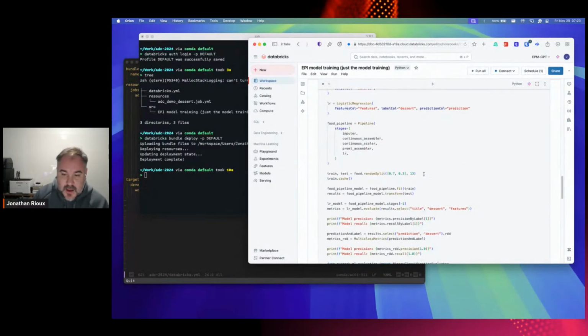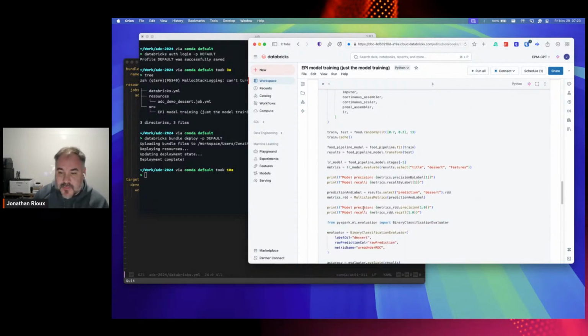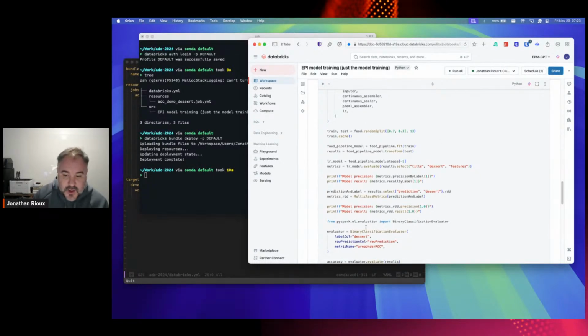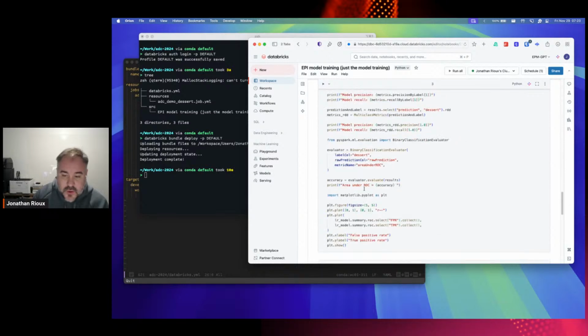I do my random split, train the model, and then perform the test. There you go. I'm actually going to connect here because that's going to make it more visual. And then I compute a series of metrics. What I want to show and what we're going to look into is that all of those metrics are going to get reflected in my experimentation UI that we're going to see in just a moment.